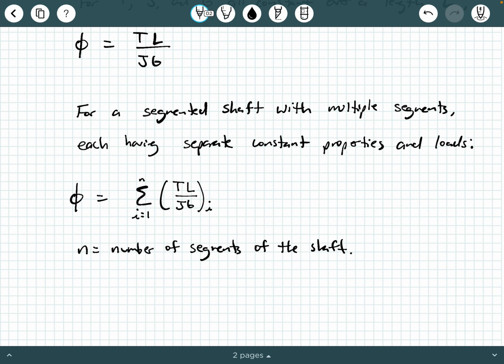Okay, G is a material property. It's a property of the material the shaft is made out of, okay? Let me go ahead and make this G look more like a G. Right now it looks kind of like a 6, but it's a G, okay?